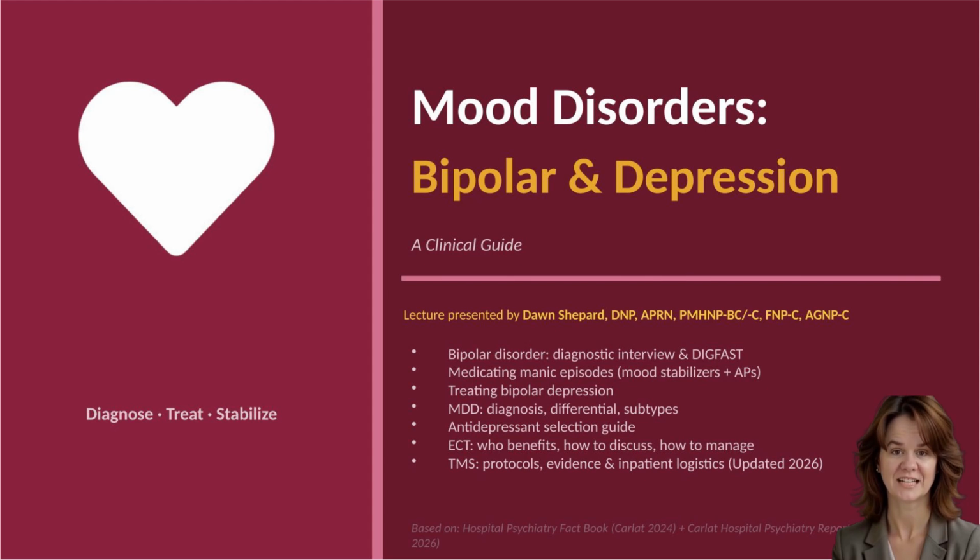We will apply the DIGFAST criteria to systematically assess mania, differentiate bipolar 1 from bipolar 2 based on severity, duration, and impairment, and then move into treatment strategies that emphasize starting a mood stabilizer such as lithium or valproic acid in combination with an antipsychotic for acute mania, with benzodiazepines used short-term for agitation.